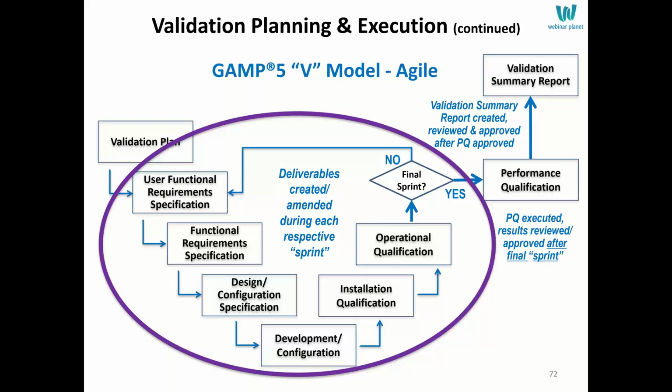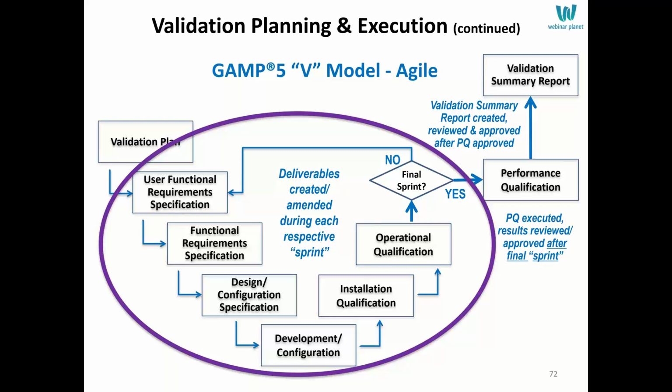At the end of the first sprint, if you still have requirements left, you say it's not the final sprint. You go back to the user requirements, pick up a second subset of functional requirements, and now do the same process for those. And you would repeat that until you got to the nth sprint, where at some point you run out of requirements. Now, is it the final sprint? Yes. Now you jump off and do performance qualification.